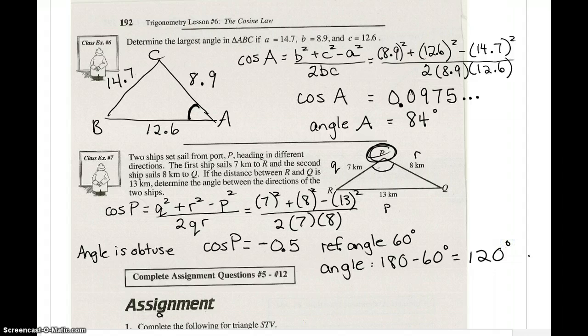So again, we know this angle, angle P, not B, sorry, angle P is obtuse. It has to be greater than 90 degrees. When I type this into my calculator, it's going to give me a reference angle of 60, but I know it has to be a bigger angle than that, so I'll subtract it from 180 and I will get 120. So just keep that in mind when you get to some obtuse angles.